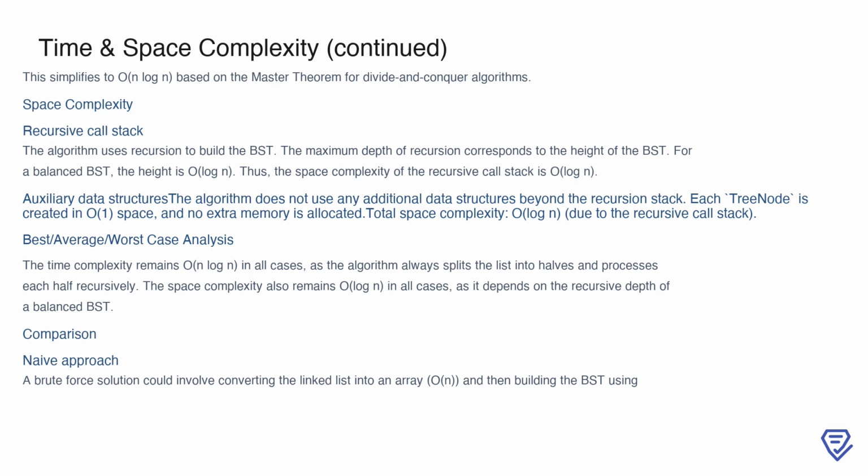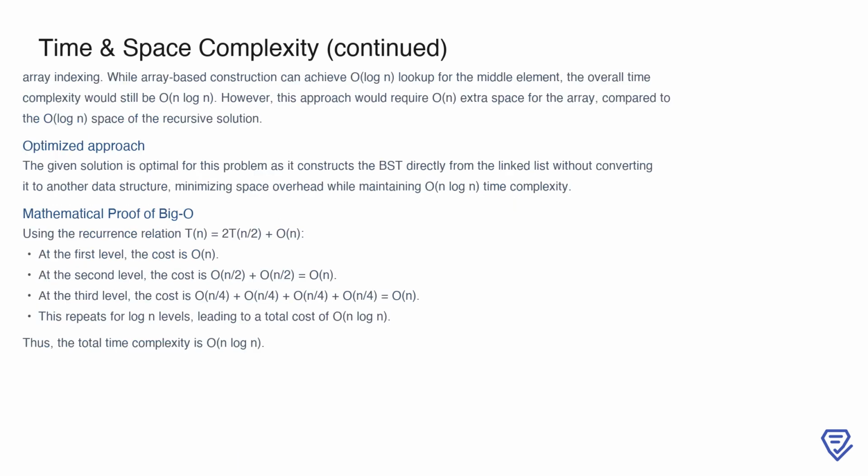When analyzing best, average, and worst-case scenarios, the time complexity is consistently O(n log n), due to the consistent divide-and-conquer approach, and the space complexity remains O(log n), given the predictable depth of the recursion. If we compare this optimized approach to a naive solution, the differences become clear. A brute force method might involve converting the linked list into an array, which would take O(n) time. Using the array, you could achieve O(1) lookup for the middle element, but the overall time complexity of the tree construction would still be O(n log n).